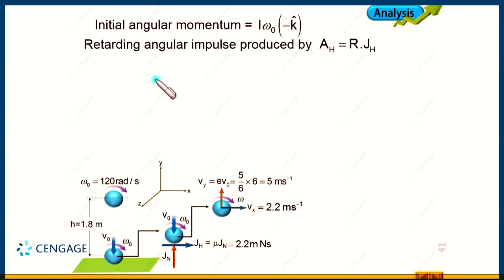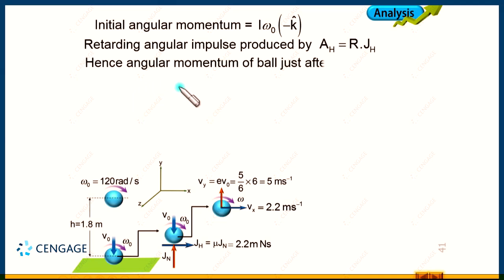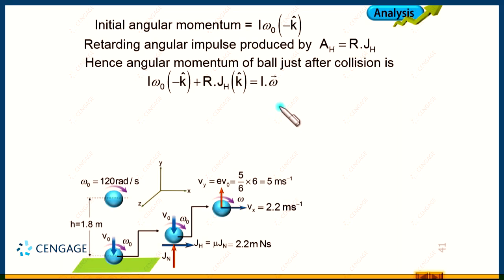So we can write the angular impulse moment equation like this. That is the moment equation for this rotation: I omega naught minus k cap plus R Jh plus k cap is equal to I multiplied by the omega vector. We know it is a solid ball, a solid sphere. So the moment of inertia about the horizontal diameter should be 2 by 5 m r square, 2 by 5 m r square here also. Now we can substitute the corresponding values.